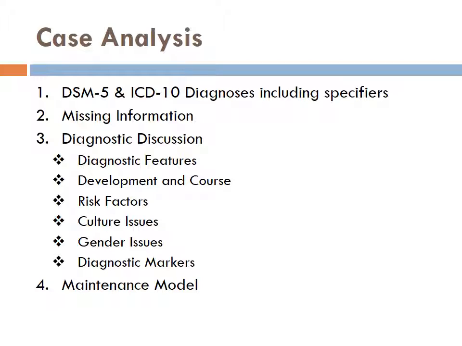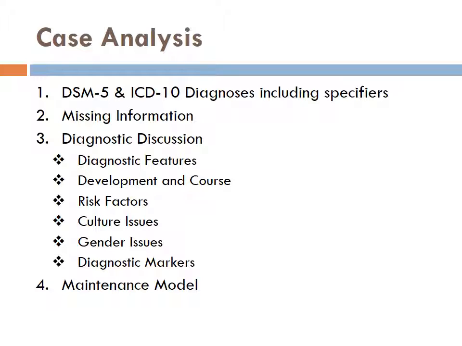Next, review the information in DSM-5 and the decision tree about your primary diagnosis. Discuss any similarities or differences between the case and the diagnostic features, development and course, risk and prognostic factors, culture-related diagnostic issues, gender-related diagnostic issues, and diagnostic markers that are discussed in DSM-5 for your primary diagnosis.